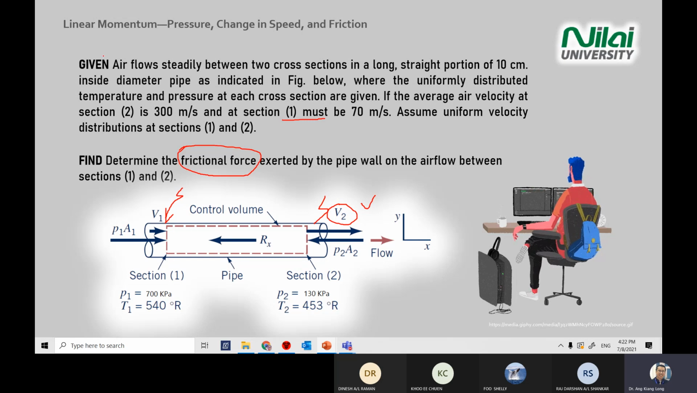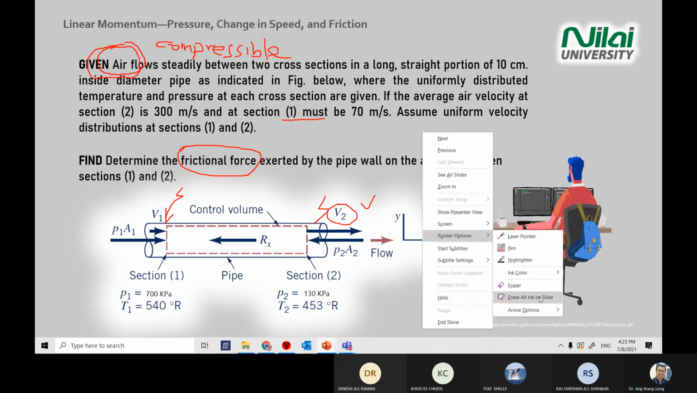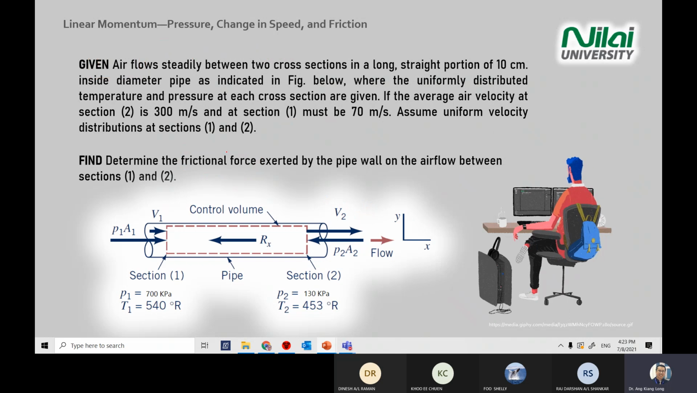Okay, in this case you have air. The medium is air, so you need to be careful, because air is compressible. You're able to compress air. For the previous one, if you see water you can assume incompressible. However, if the medium is air, it is compressible. When it's compressible, you need to be careful about the thermodynamic properties. So this is an example where you need to recall what you learned in your Thermodynamics 1 and 2.